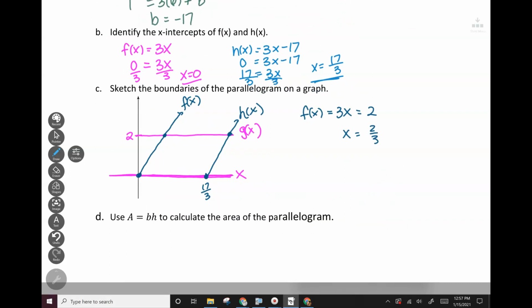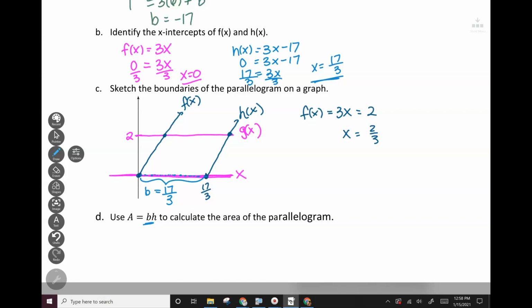So now use the area equals base times height to calculate the area of the parallelogram. Okay, so let's think about that. Base times height. So let's get the base of the parallelogram. Well, that's just this distance here from x-intercept to x-intercept. That's why we calculated it. So this is your base. And that's going to be 17/3 minus 0, right? That distance there is 17/3 minus 0, so it's just 17/3.